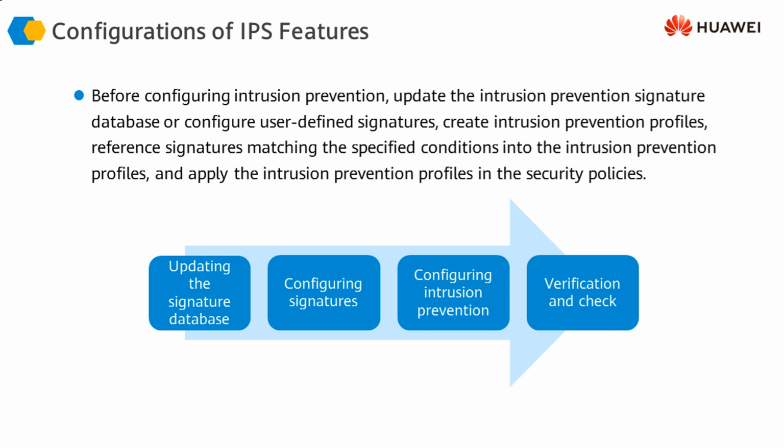Then we configure the signatures. Once we have the latest signatures available, we need to configure those signatures through profiles. Then we link those signatures to the policies that we have configured. That means we are implementing intrusion prevention in our IPS. And finally, we verify and check the configuration and implementation that we have done on the IPS.